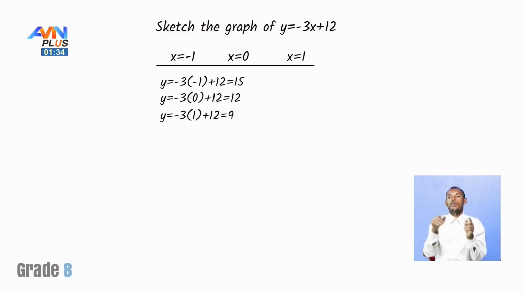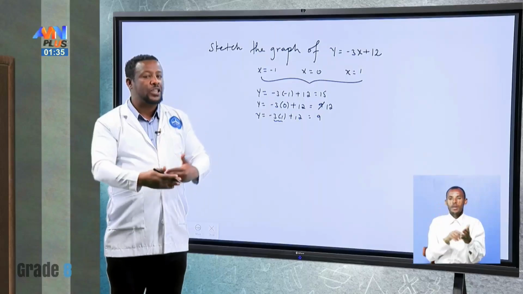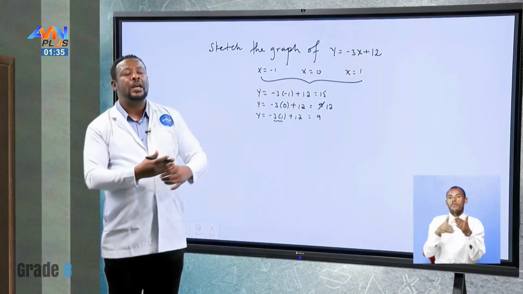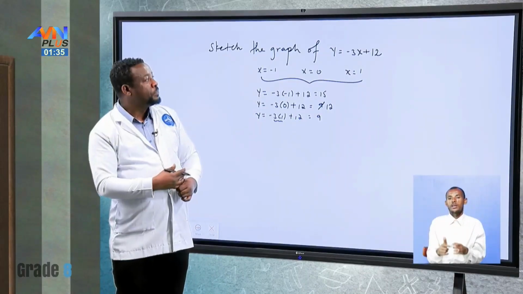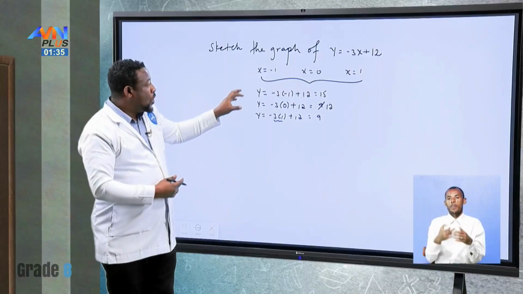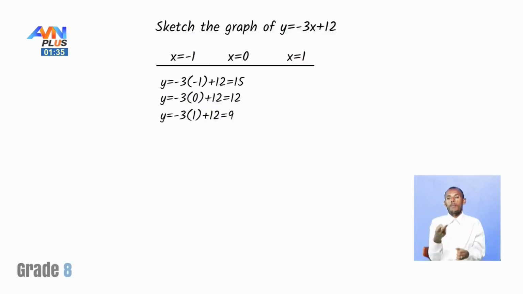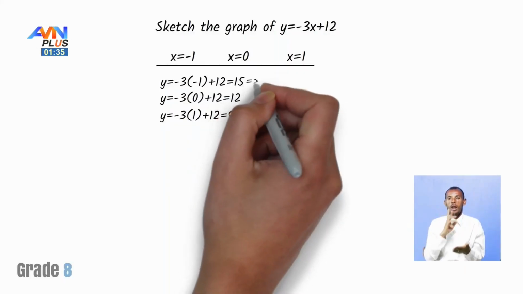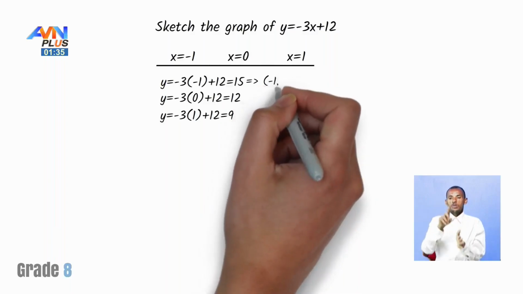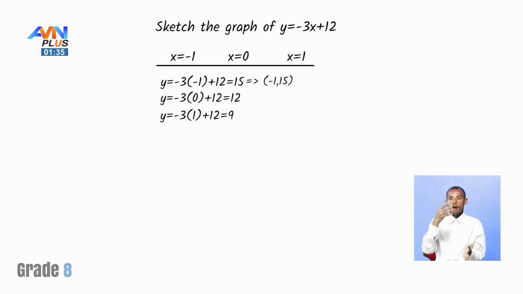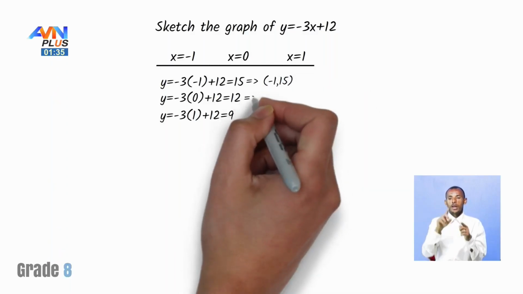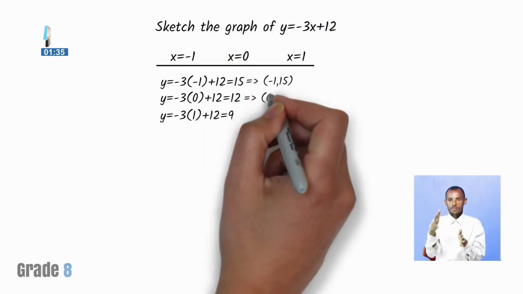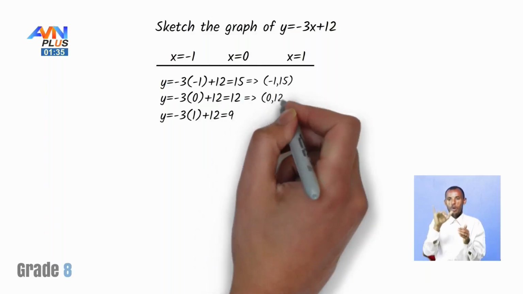These 3 points are enough to sketch the graph of the given linear function. So the ordered pairs that we have here are (-1, 15). Whenever x is -1, y becomes 15. Whenever x is 0, y becomes 12.